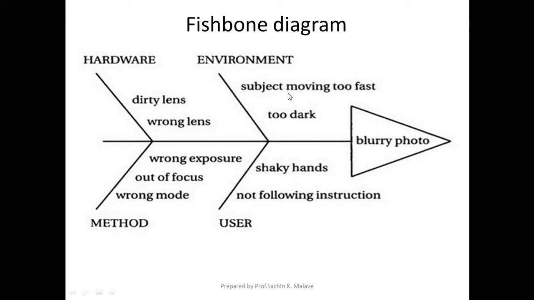For example, for the environment, you have to check whether the subject is moving too fast. Now you have to ask the question, is the subject moving too fast? If the answer is yes, that can be the solution. If the answer is no, the subject is not moving too fast, then this option is not there, so remove that. Then, is the environment too dark? You have to check whether it is too dark. If it is not too dark, that is also not the root cause.